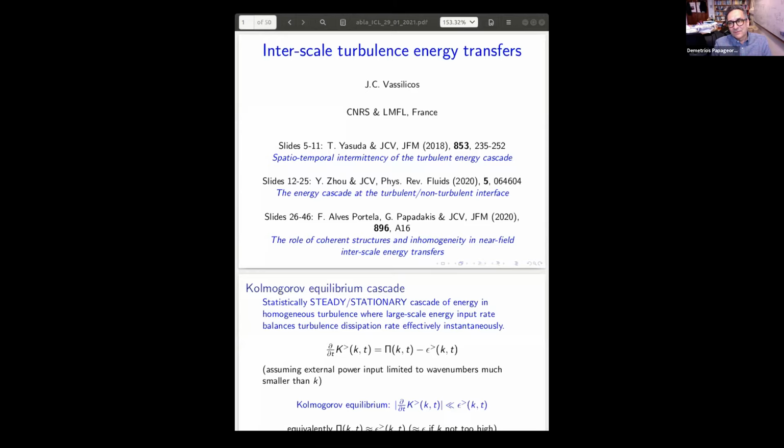It's really a great pleasure to have with us Christos Vassilicos, a colleague for many years, who has now moved to CNRS Lille, where he's a director of research. Christos is, I don't want to spend time telling you how great he is. We know that. Awards and all sorts of excellent work, turbulence expert, and he's going to tell us today about interscale turbulence and energy transfers. Thank you, Dimitri.